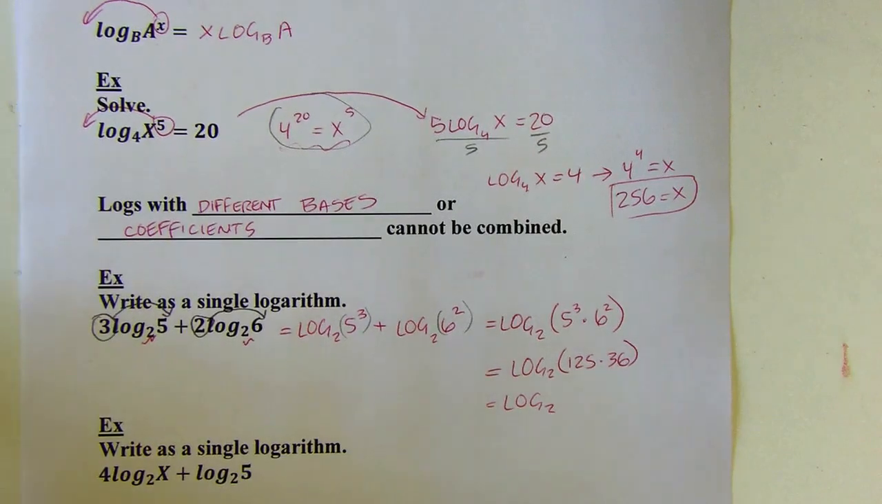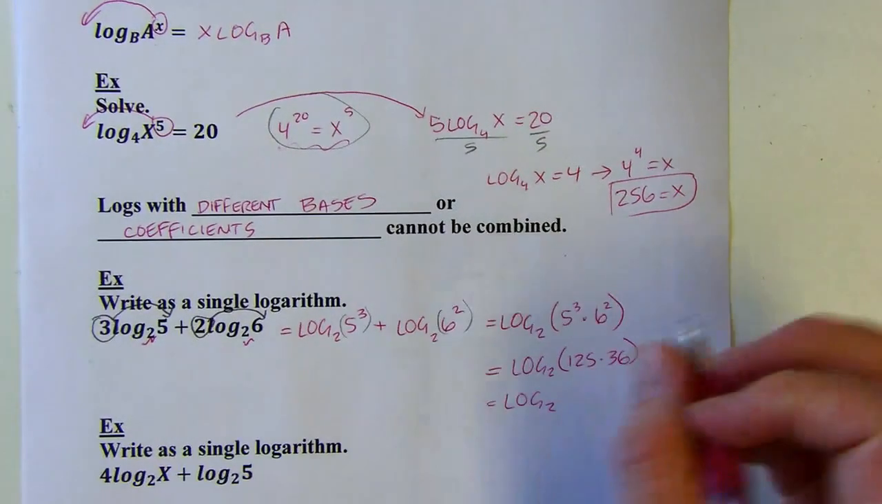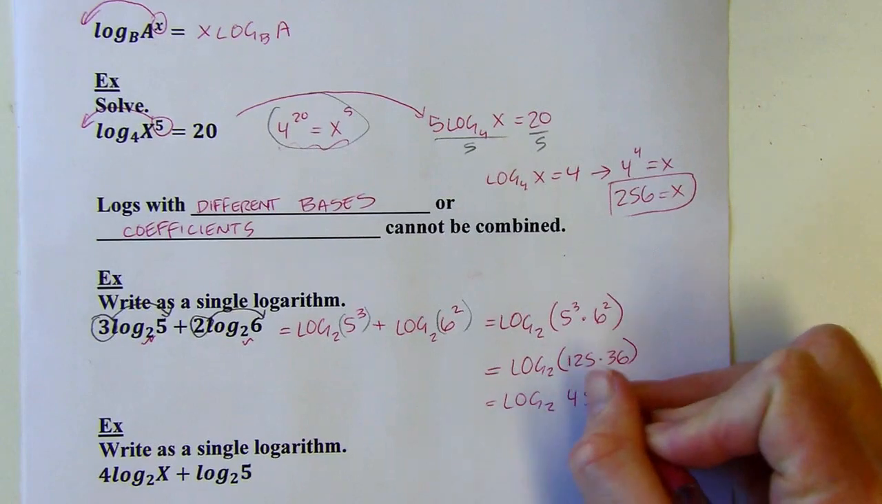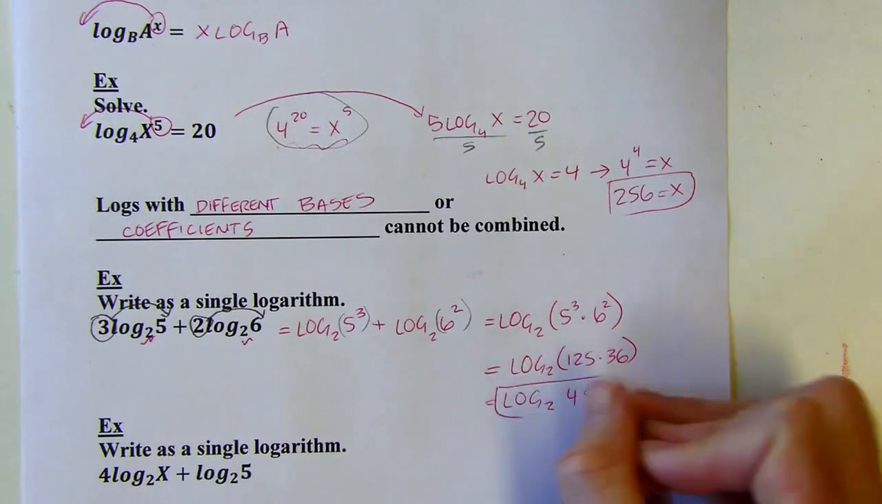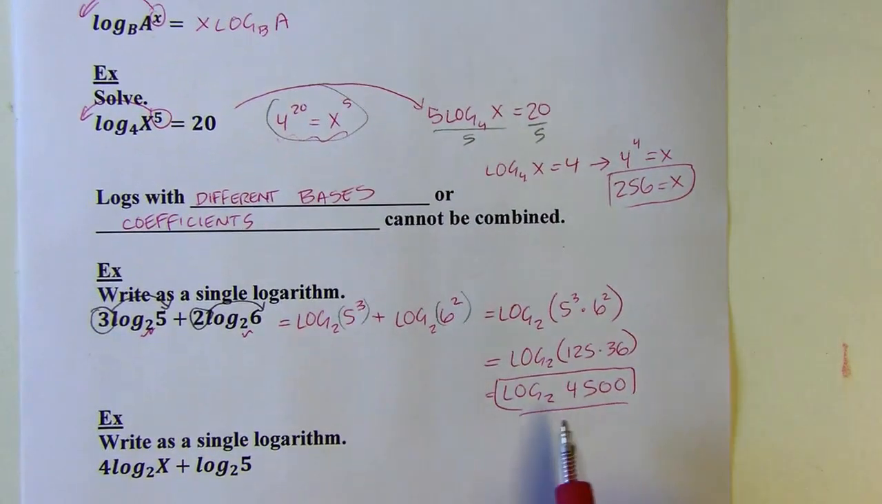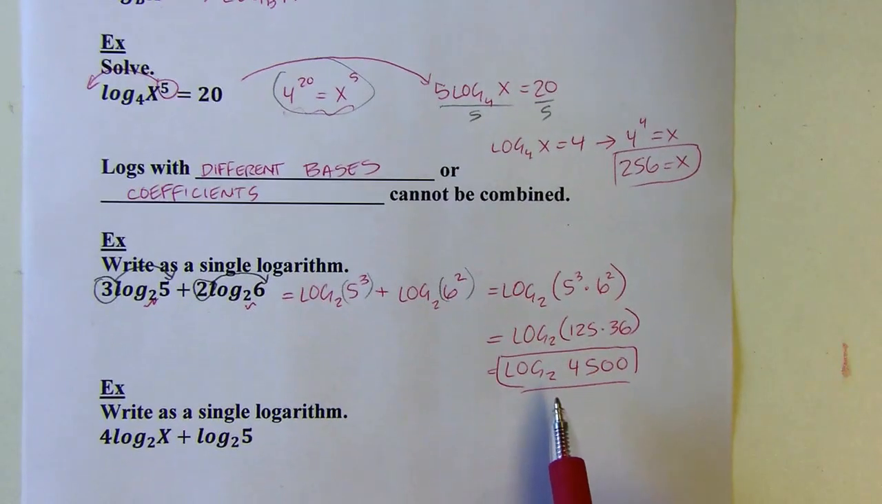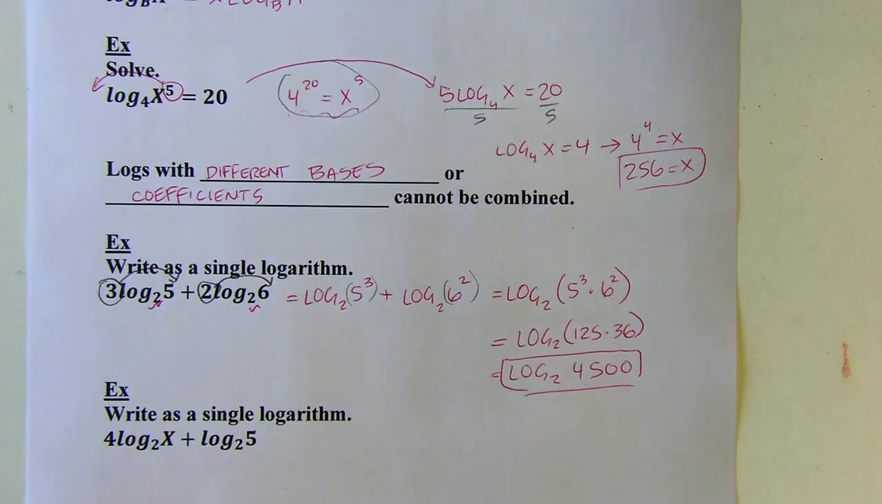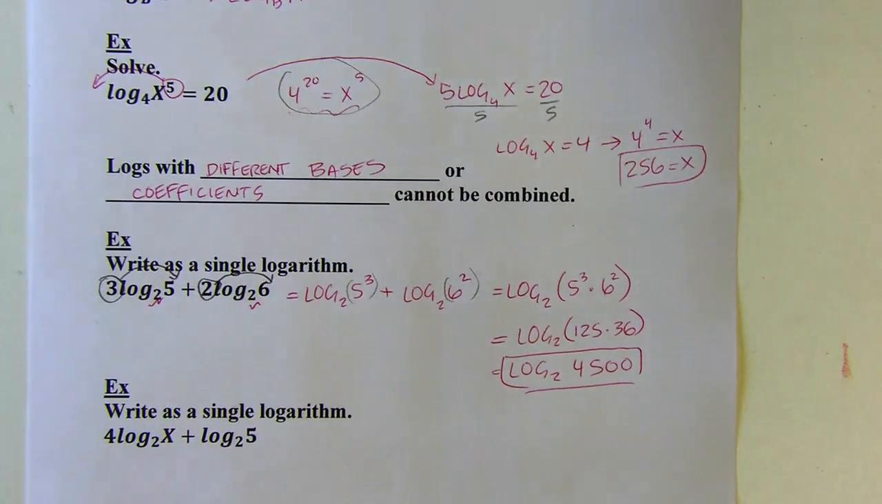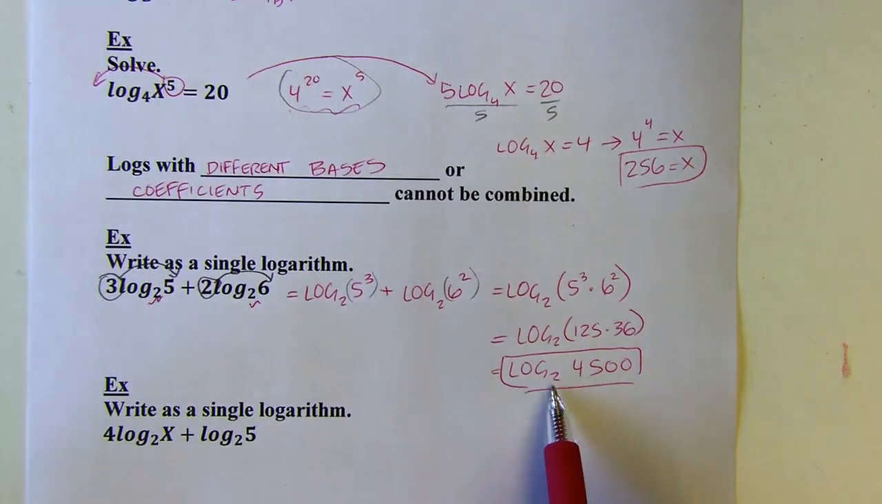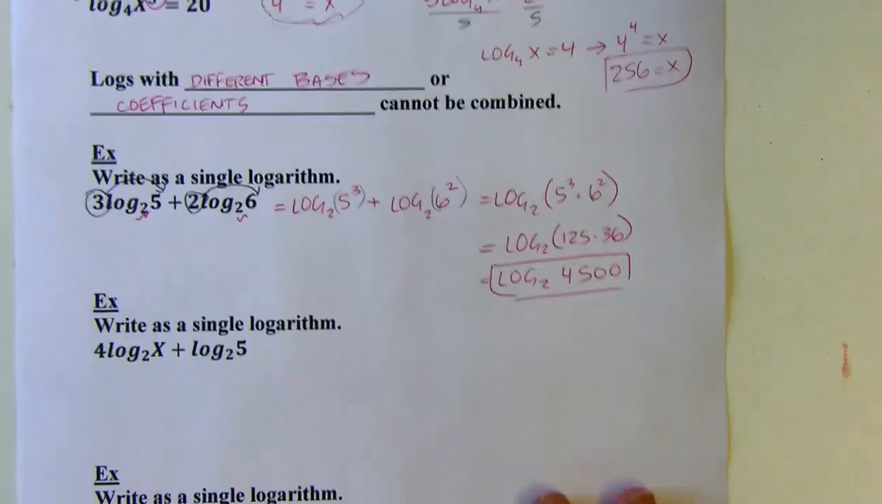125 times 36 is 4,500. Okay, and I've combined this into one log and I've simplified. Now, I could actually evaluate that in my calculator. It'd be log of 4,500 over log of 2. But this didn't ask me to do this. It's just asked me to write this as a single logarithm. But I could figure out 2 raised to some power equals 4,500 with my calculator.